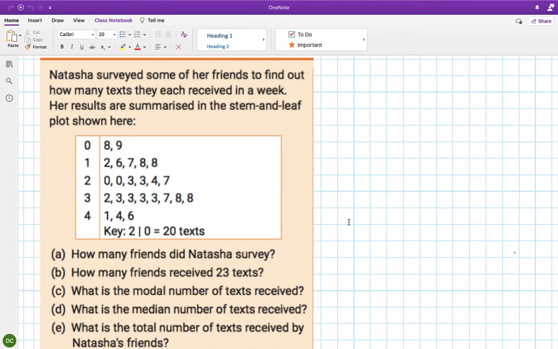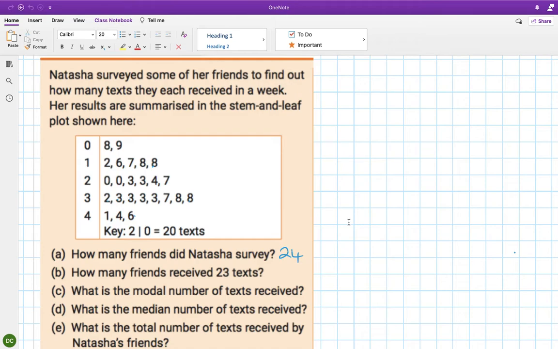Okay, so 1, 2, 3, 4, 5, 6, 7, 8. So just be careful that you're not counting the stem, just the leaf. So 1, 2, 3, 4, 5, 6, 7, 8, 9, 10, 11, 12, 13, 14, 15, 16, 17, 18, 19, 20, 21, 22, 23. Natasha surveyed 24 friends, I think. Yeah, 24.